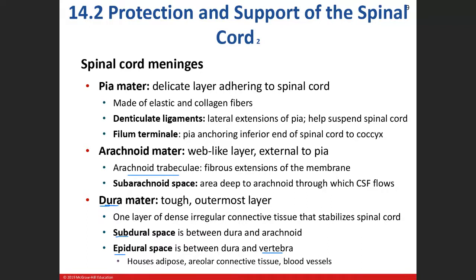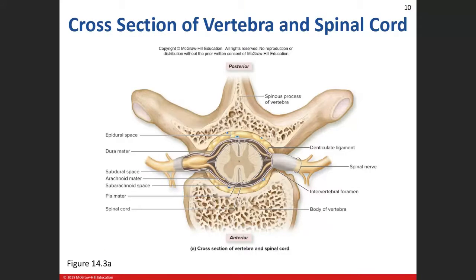Here's the transverse view. You can see here's the spinal cord. Here's the pia mater, directly on the outside. Here's one of those denticulate ligaments, these little ligaments on the side here, and they help to suspend the spinal cord in the middle of the vertebral canal. If you notice, this outermost layer right there is the dura mater.